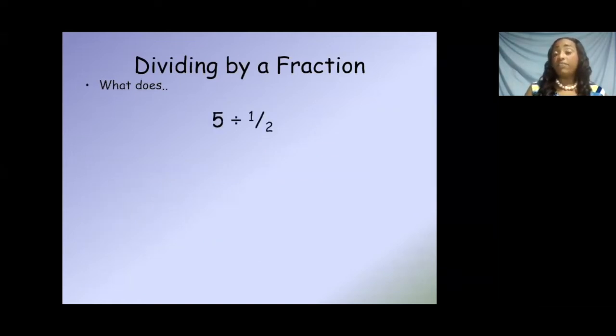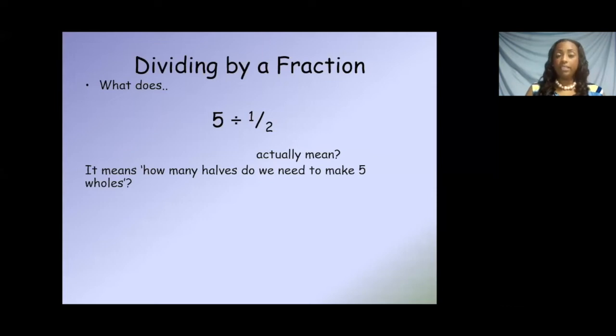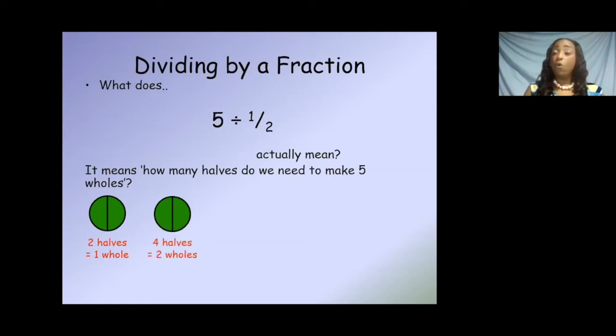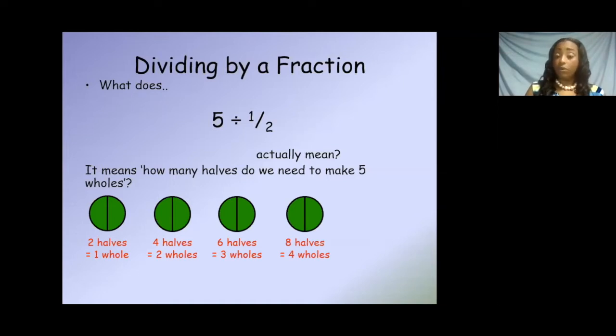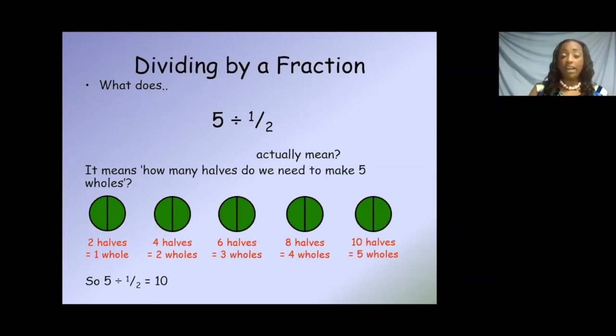What does 5 divided by 1 half actually mean? It means how many halves do we need to make 5 wholes? Again, 2 halves equal 1 whole. 4 halves equal 2 wholes. 6 halves equals 3 wholes. 8 halves equals 4 wholes. And 10 halves equal 5 wholes. So 5 divided by 1 half equals 10.